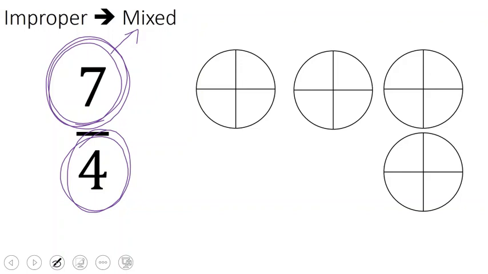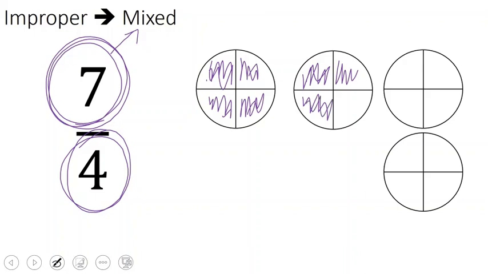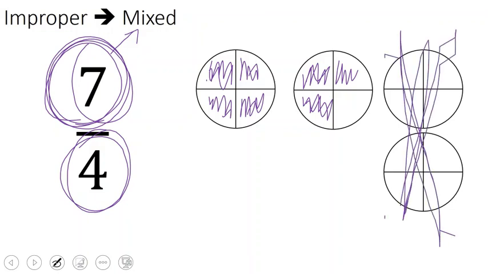So I'm going to start coloring pieces, and we're going to get to 7. So there's 1 piece, 2 pieces, 3 pieces, 4 pieces, 5 pieces, 6 pieces, and 7 pieces. I've colored in 7 pieces, so I am done. I didn't end up using these at all, so I'm just going to scratch them out. We didn't need them.